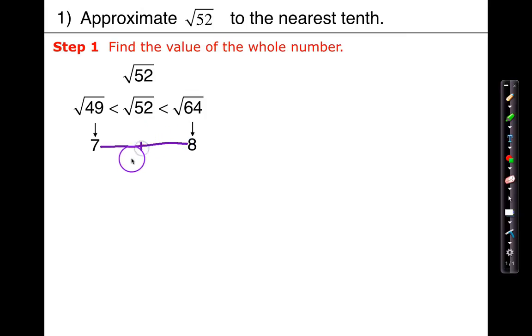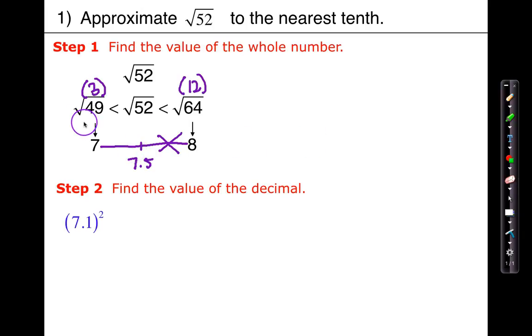I like to mark the halfway point and ask myself, okay, is 52 closer to 49 or to 64? Well, let's see. From 49, it's about 3 away. And from 64, it's about 12 away. So I'm definitely going to say it's closer to 7, so I'm going to eliminate these numbers. It's not wrong to check these numbers, but most likely it's going to be a waste of your time. So I do want to test numbers between 7 to 7.5.